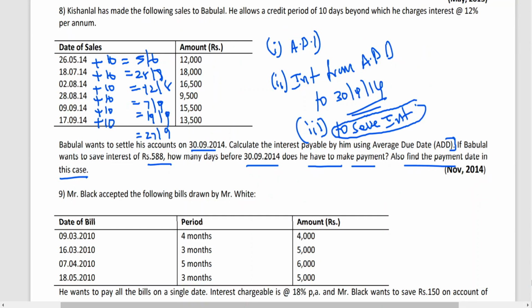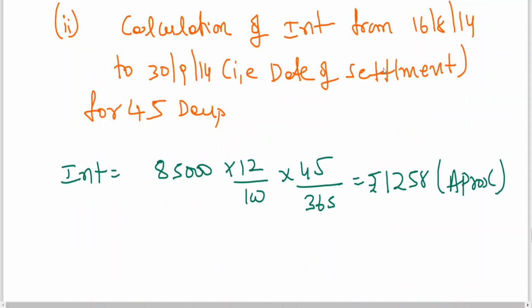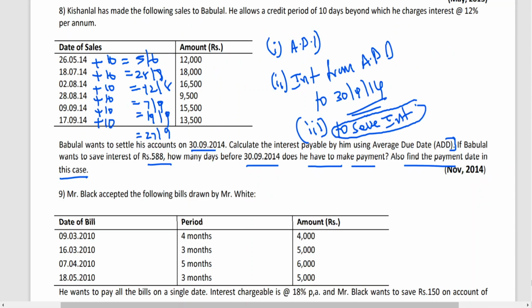But the problem is saying that up to this we have got it. If Babulal wants to save interest of 588, how many days before? Simple words. So we are getting interest of 1,258 if you make payment on 30th September. If you want to save an interest of 588 rupees, naturally you need to make payment before 30th September 2014. That we need to calculate. That will become third part of the question.